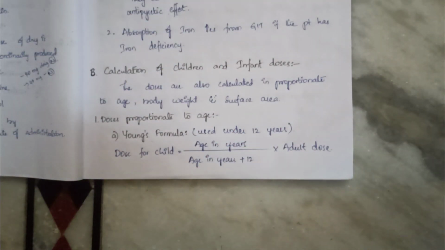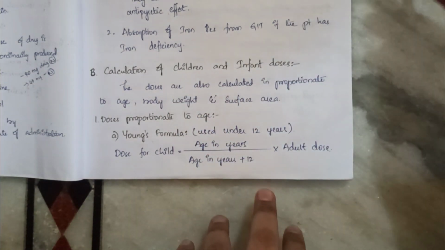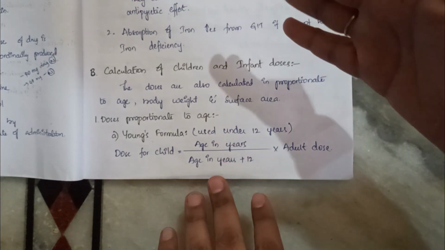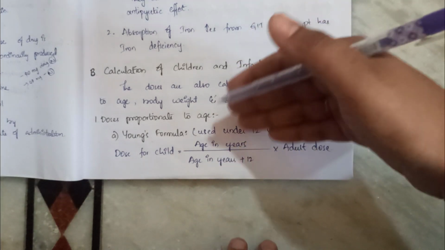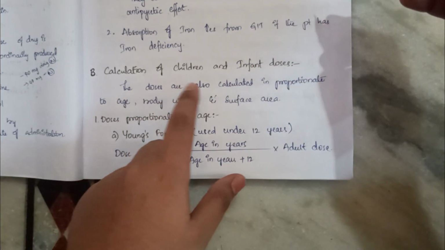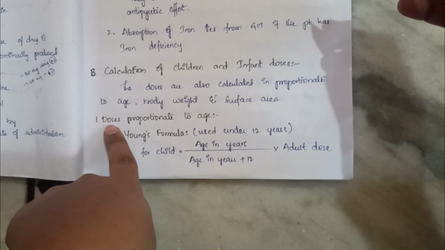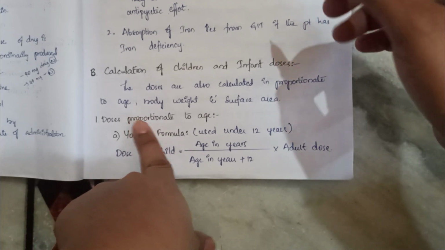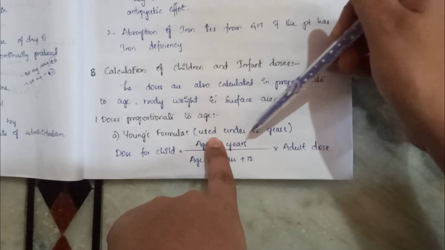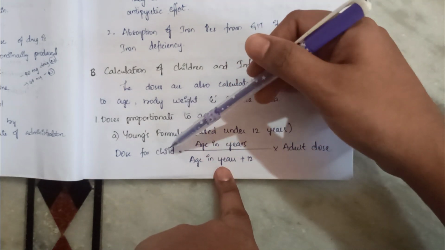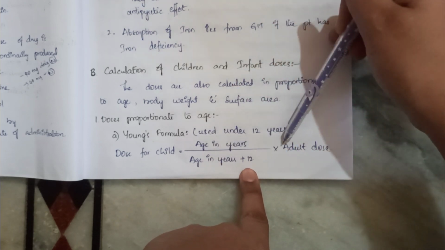Now we shall see the calculations of children and infant doses. How will we calculate children and infant doses from the adult dose? For example, an adult is given a normal dose, then how do you calculate for a child? The doses are calculated in proportion to age, body weight and surface area. Doses proportionate to age: here we have two formulas. Young's formula is used under 12 years, which means dose of child equals age in years divided by age in years plus 12, into adult dose.